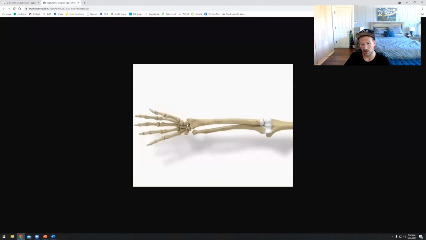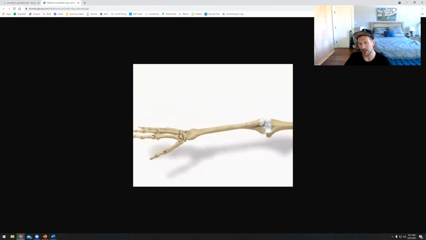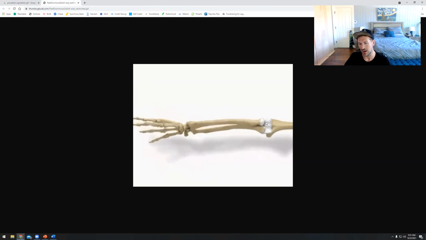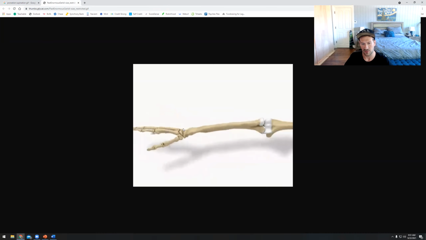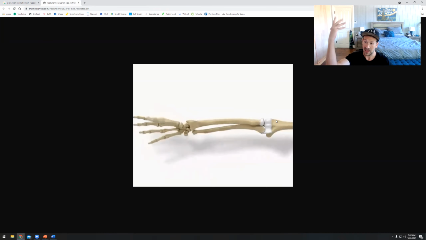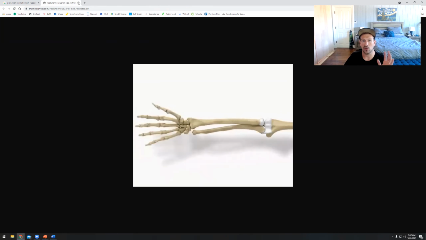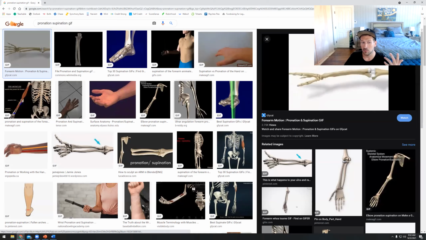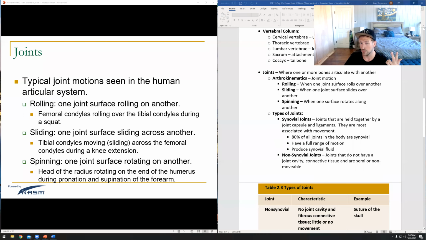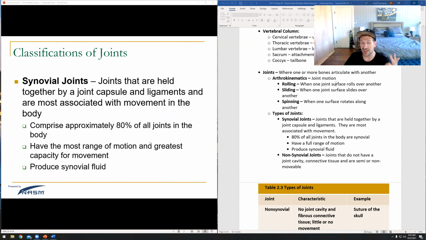So there's the spinning action, right? You can see right up here, take a look at this part right here. That surface is spinning across the other surface. And then obviously it's affecting things all the way down here, but that happens in your forearm whenever you're doing it. So those are the three primary. So every joint in your body pretty much relies on these three primary types of movements: rolling, sliding, and spinning.